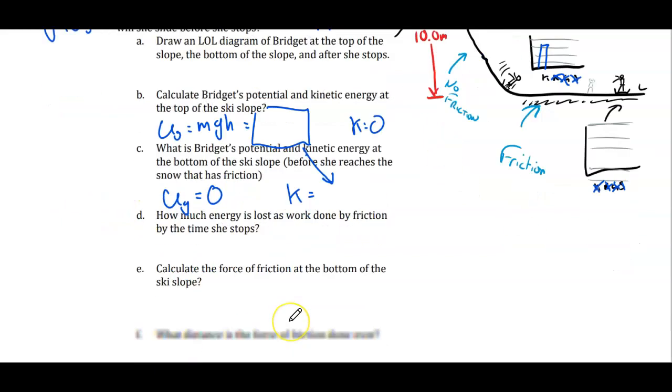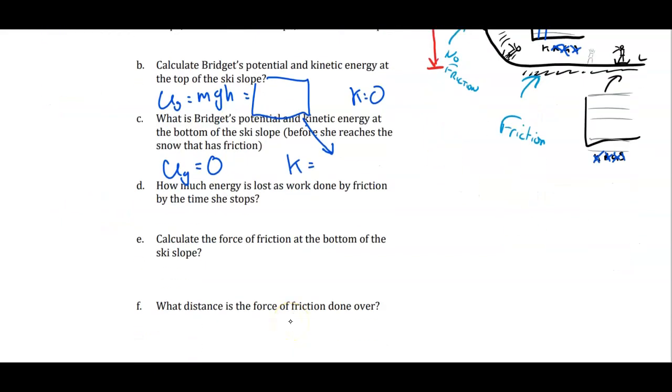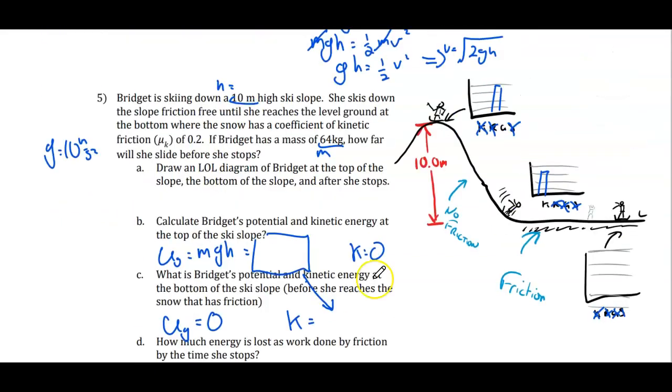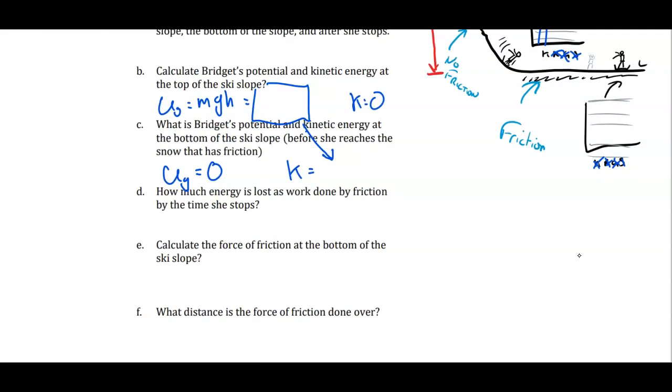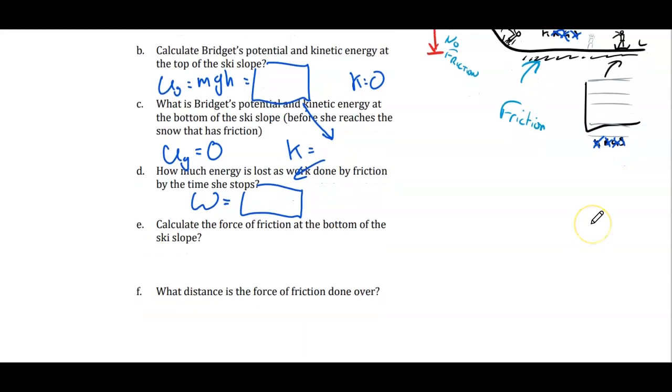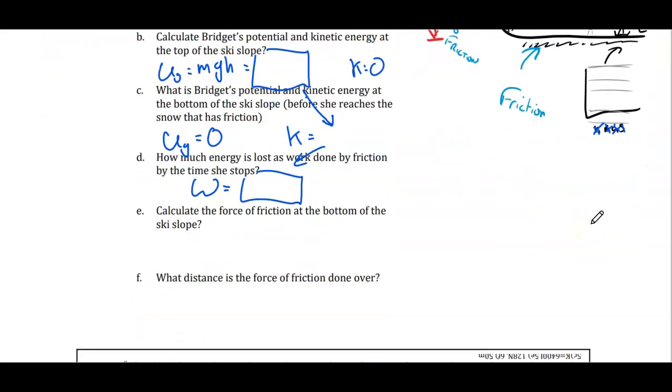How much energy is lost as work done by friction by the time she stops? Well, all of this energy is lost as friction. It's going to be the exact same answer again. Because the initial potential energy got turned into kinetic energy, then was lost as friction. So you don't have to show any work to show me that you understand that concept. Calculate the force of friction at the bottom of this ski slope.